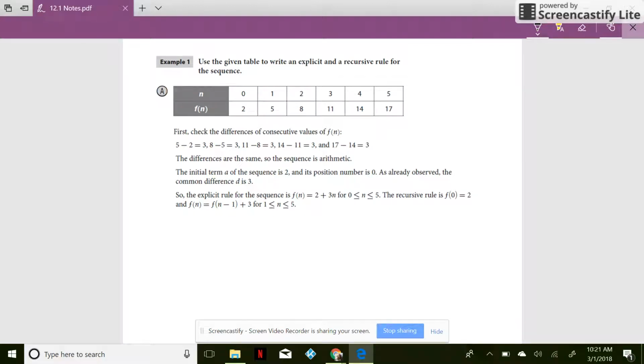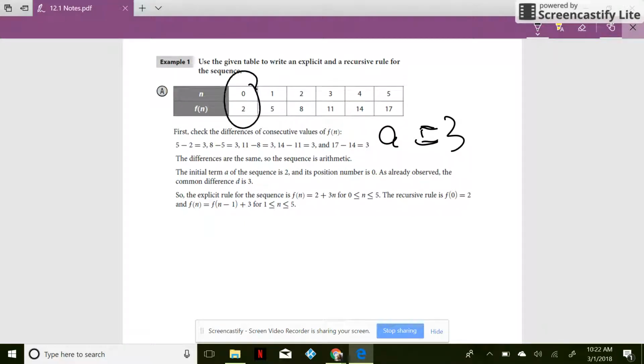So we're supposed to use this given table to write an explicit and a recursive rule for the sequence. So first thing you want to do is find your common difference. Looking from right to left, you're subtracting. So position 1 minus position 0, 5 minus 2 is 3. 8 minus 5 is 3. 11 minus 8 is 3. So that's our common difference. Because it's the same each time, it's an arithmetic sequence.